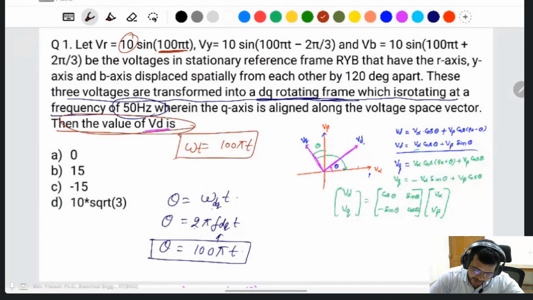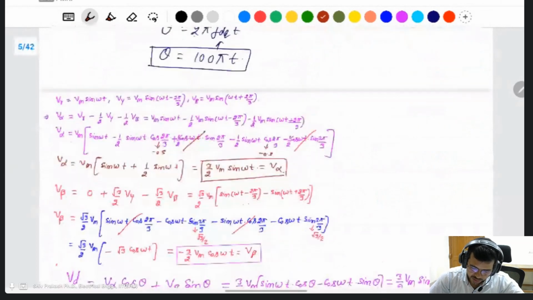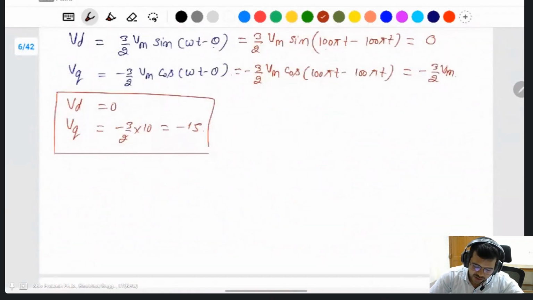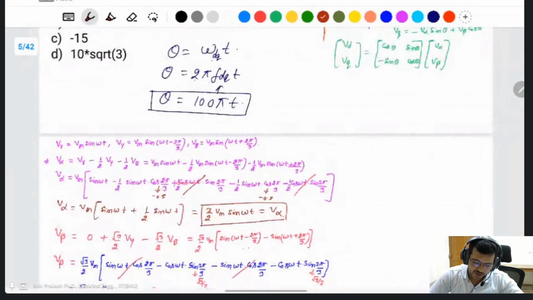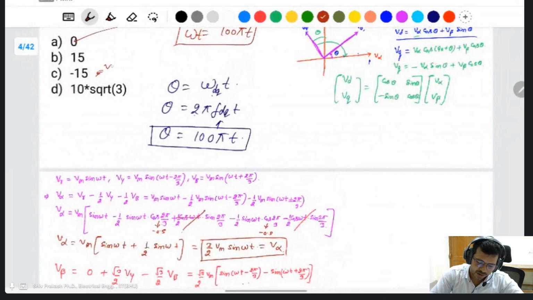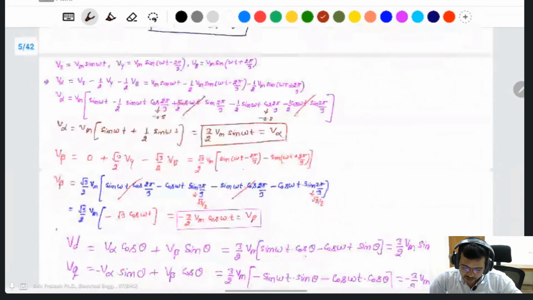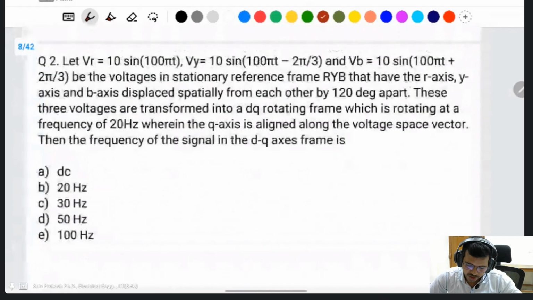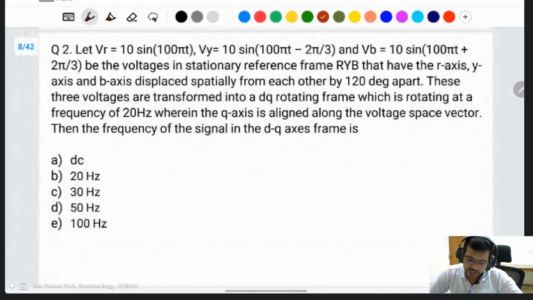The value of Vd is 0, and Vq is minus 15. This is the Vq. Next question. I think this next question is related to the same topic.